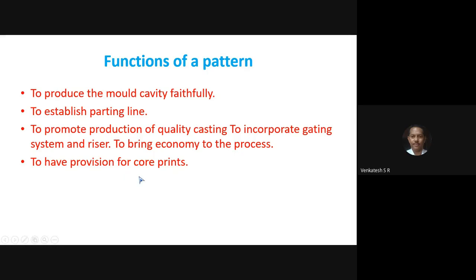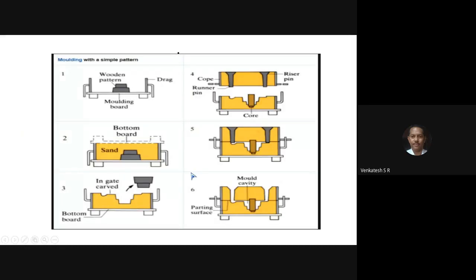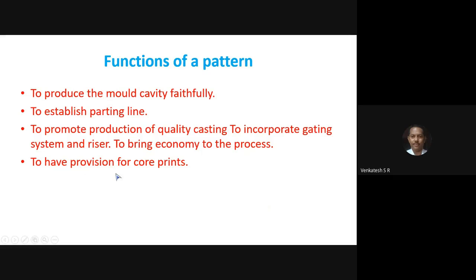Next, the last function of the pattern. Suppose you have a hole in the casting. Keep the core like this. All of you observe here in the fourth stage. Keep the core like this. It looks like a cylindrical one, which makes the hole in the casting. If you fill the mold cavity with the liquid metal, it surrounds the core and leaves the hole in the casting. That's very, very important to have provision for core print. Core print is the place where you can keep the cores.